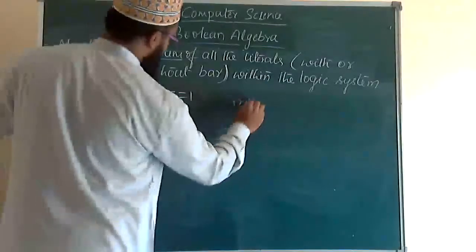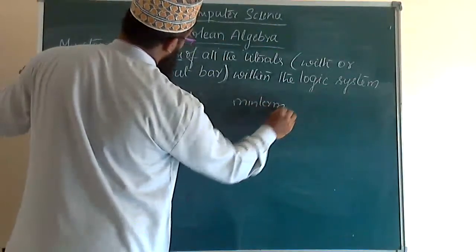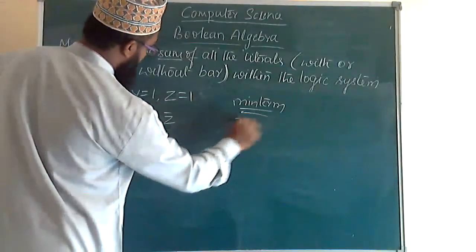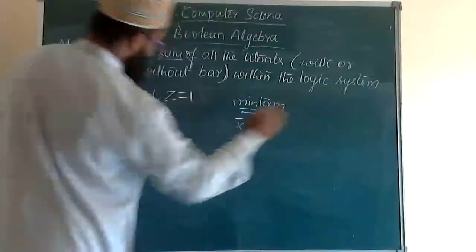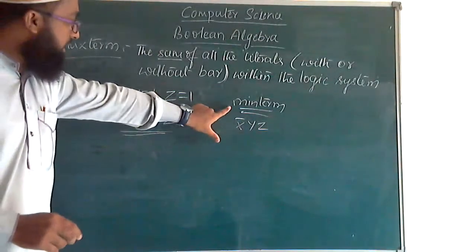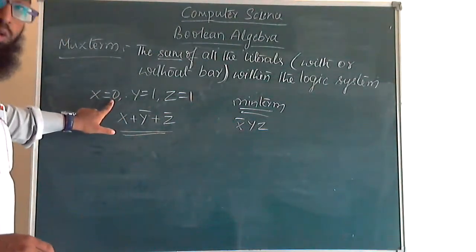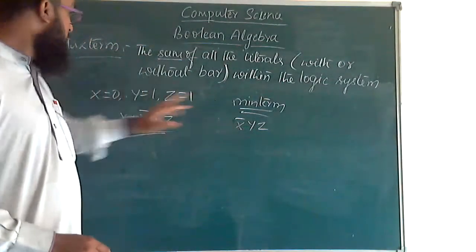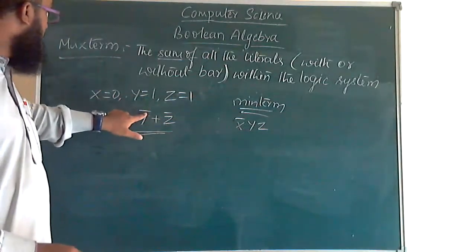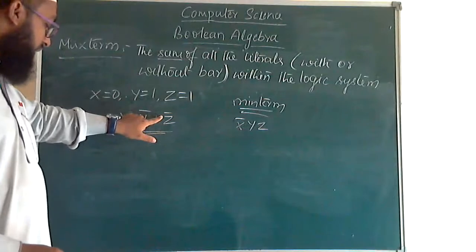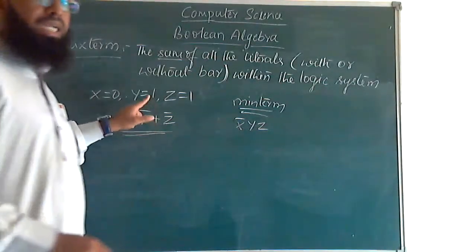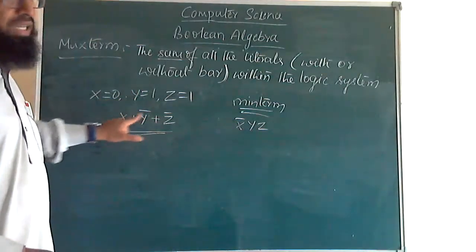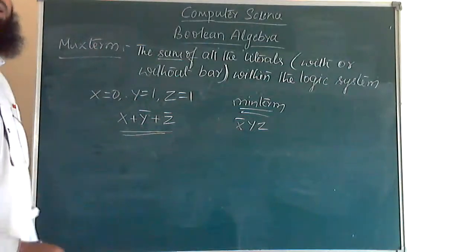For min term, we will write bar for 0. Okay, x bar, y, z. For min term, we will put bar in place of zeros, and we will do multiplication, that means product. For max term, we will put bar in place of 1, wherever there is 1. So we will write bar in that place for max term, and we will put a plus sign, an OR sign, in between the literals.